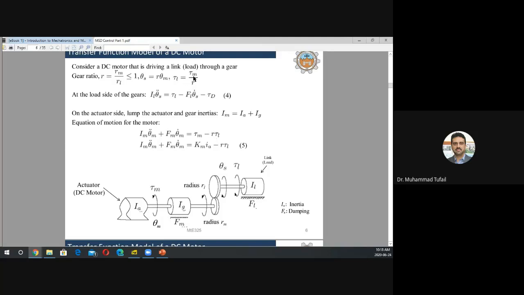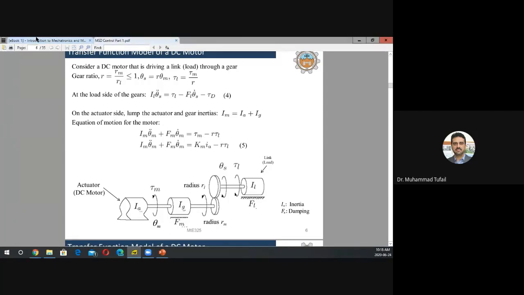Because if you look here, anything on the motor side and anything on the load side, there has to be R involved in it, whether they are velocities, positions, or torques. So we're bringing it to the motor side of the gears, so we have to multiply this by this. So it is the load torque.